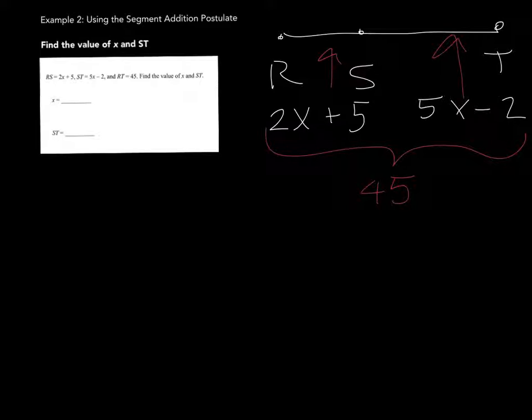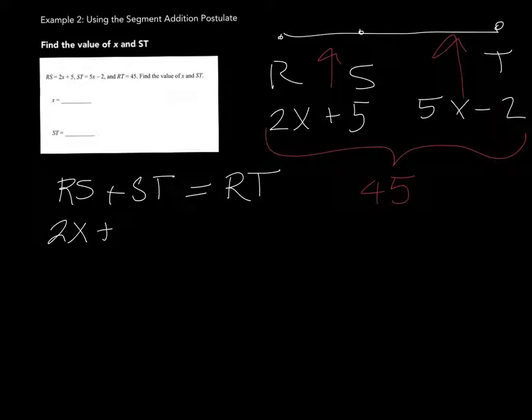All right, so again, using the segment addition postulate, it tells us that RS, when we add to that ST, so the two smaller segments, that's going to give us the length of the longer segment RT. All right, so if we fill those in with the two expressions we're given, 2x plus 5, we're going to add to that 5x minus 2, and set that equal to the entire length, 45.